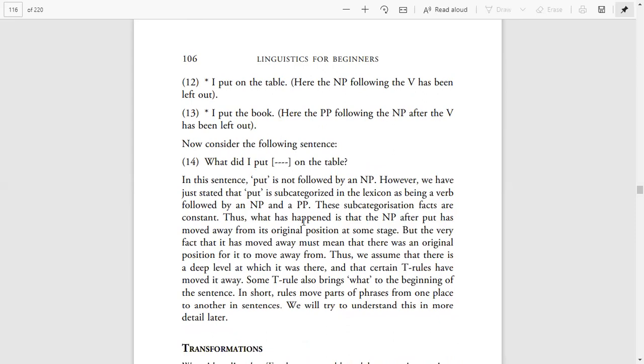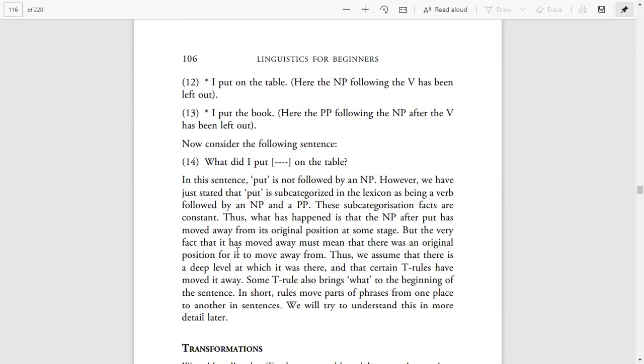Of course, put can be subcategorized. First of all, it can be followed by an NP and a PP. Then these subcategorization facts are constant. But what has happened is that the NP after put has moved away from its original position at some stage, because we have applied some different transformation rules on the sentence. In that case, we have already put what before there, right? That's why we do not need an NP after put here.